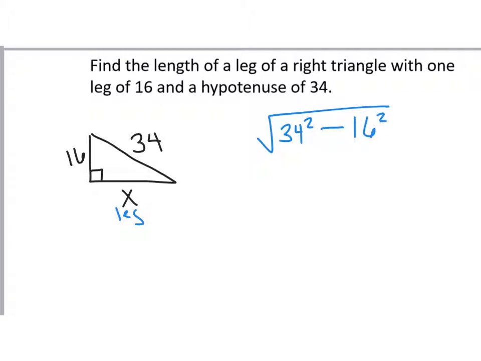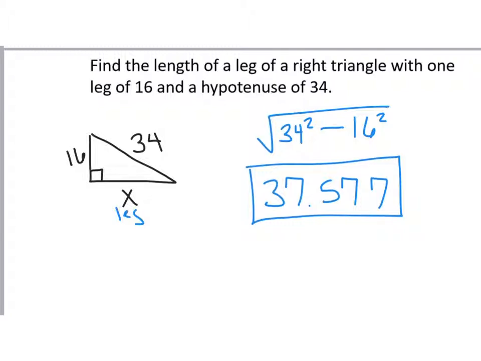So when I put that in my calculator, the square root of 34 squared plus 16 squared gives me 37.577 when we round to 3 places. Okay? All right, let's look at the next one.